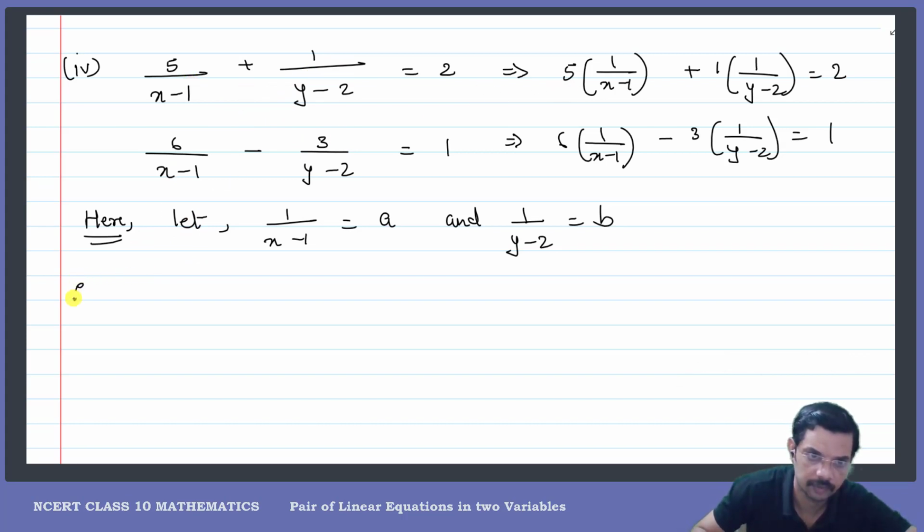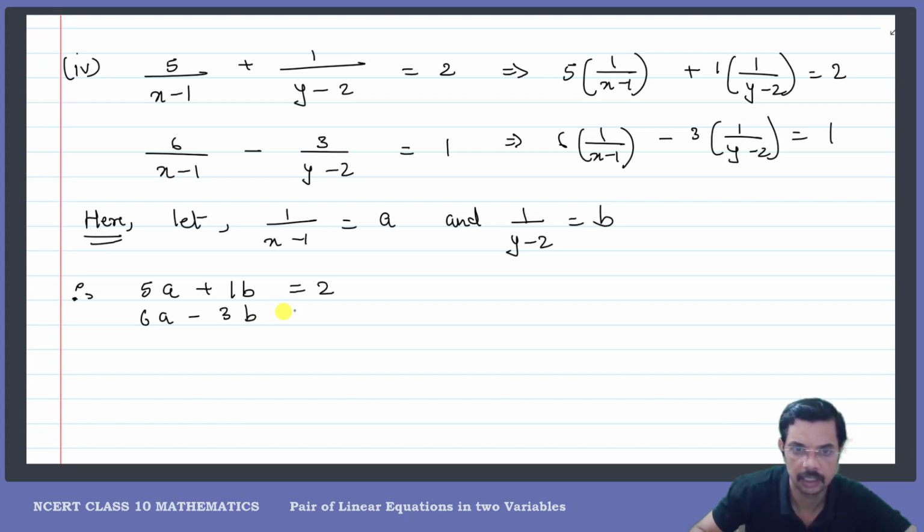So therefore the equation becomes 5a plus 1b equal to 2, and the second equation becomes 6a minus 3b equal to 1. Okay, now what to do? First equation multiply by 3. This is the first equation, this is the second equation.